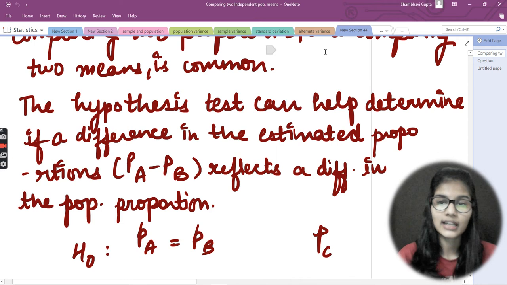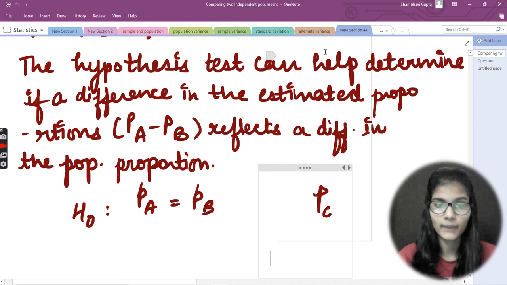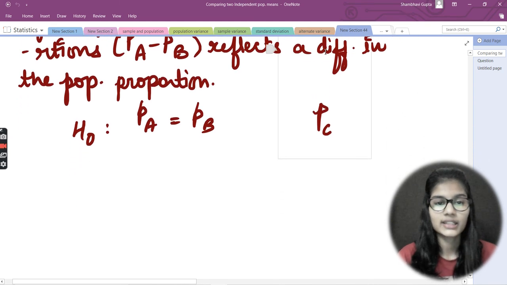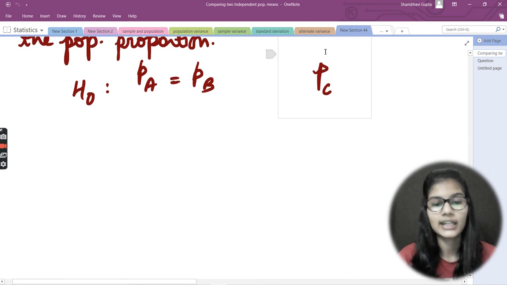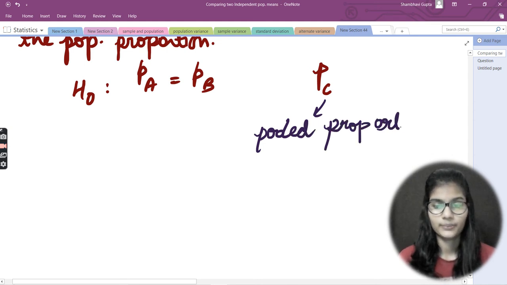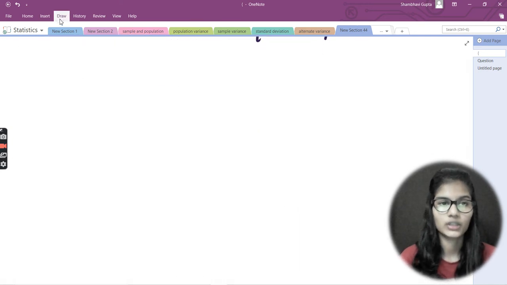And the hypothesis test can help us determine if a difference in the estimated proportions PA minus PB reflects a difference in the population. H naught is PA equal to PB, and we had even seen PC, which was the pooled proportion. So today we'll be seeing some formulas, and after that we'll proceed to the question.